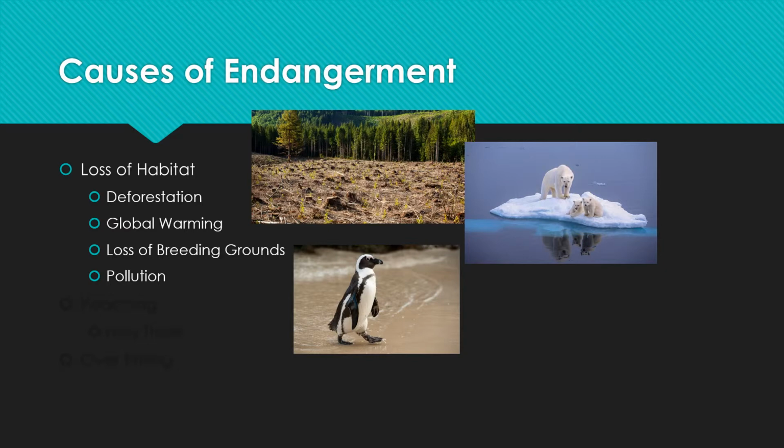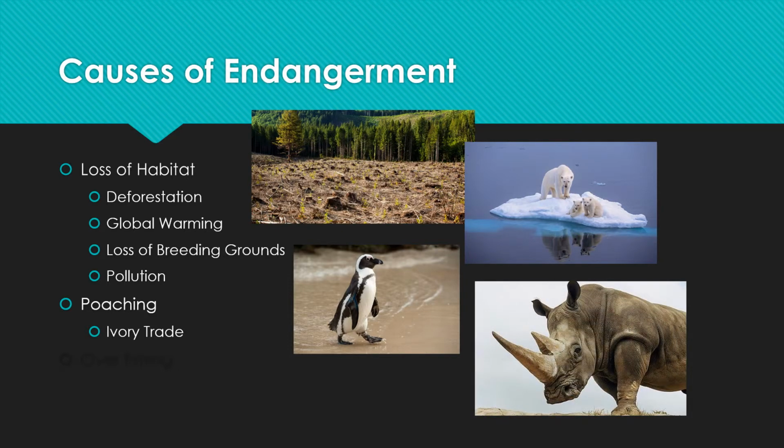Another prominent cause for endangerment is poaching. Poaching, in the simplest terms, is to hunt illegally. Recently, the ivory trade has caused an increase in the poaching of rhinoceroses and elephants in Africa.